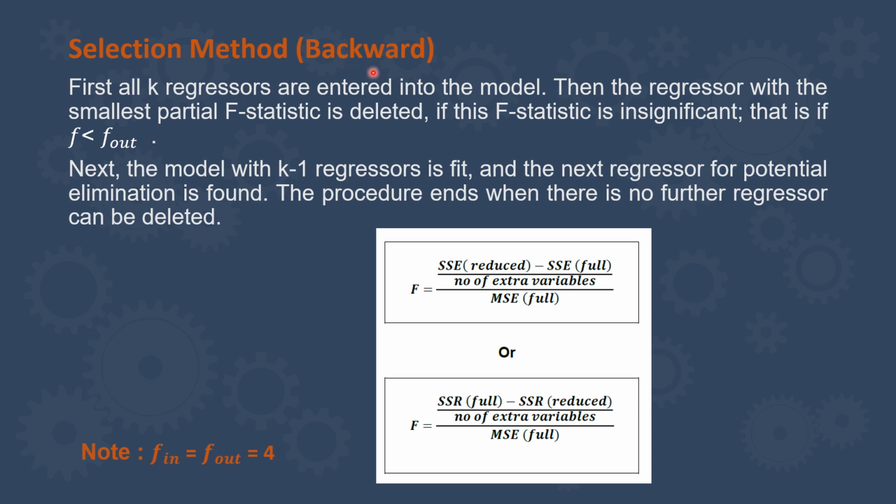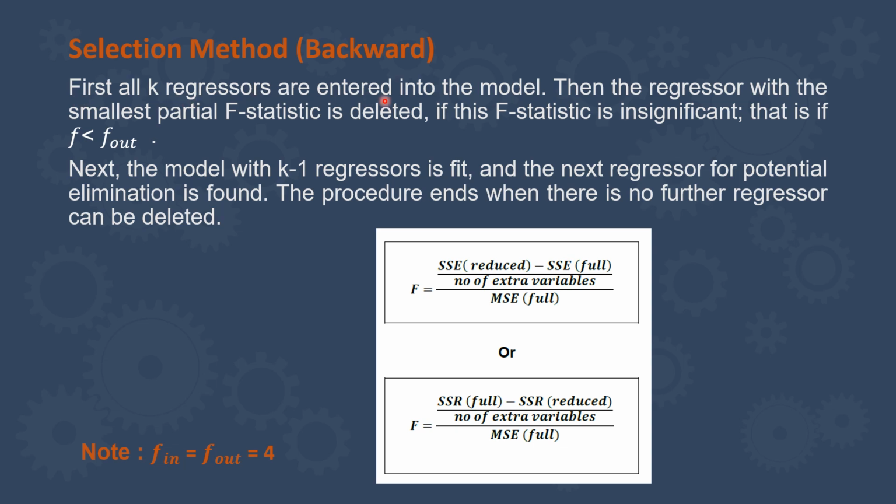This method begins with all potential predictors in the model. We then iteratively remove the least significant predictor one at a time until only the most impactful variables remain. It is a great way to simplify complex models while retaining the most important predictors. So basically, in backward elimination, we start with all variables. All k regressors are entered into the model.